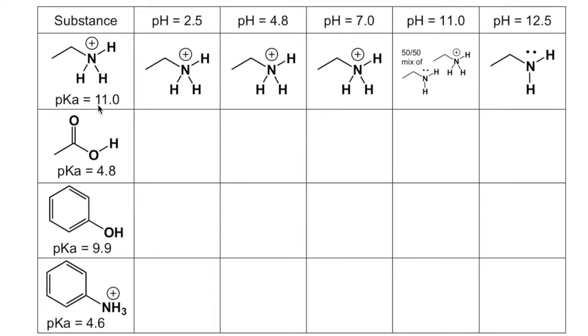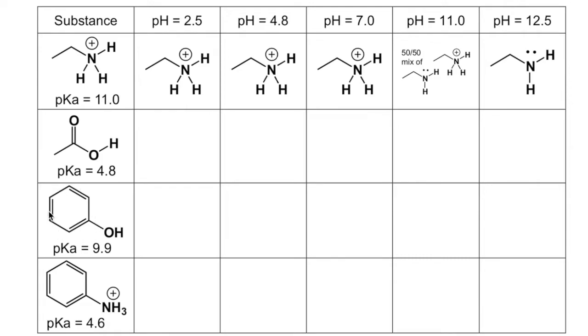For these substances, I put the specific pKa. So instead of just saying that an ammonium ion has a pKa of around 10, like between 9 and 11, I just put a value for the pKa. Let me just go ahead and point this out.